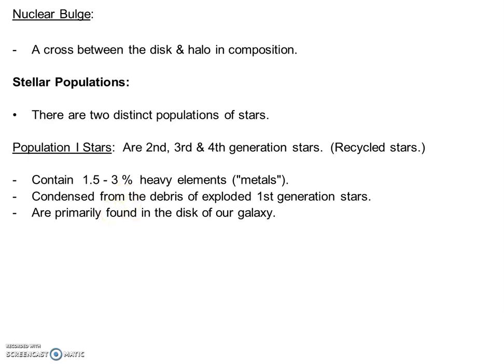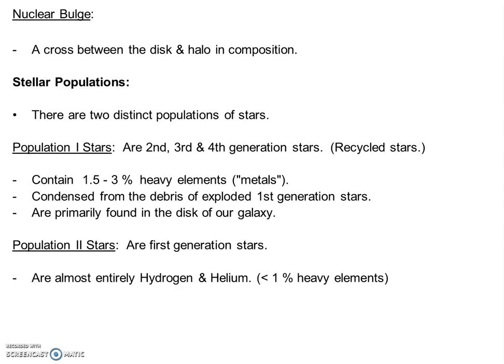Now, again, sort of numbering them backwards, Baade found population 2 stars, because those were the second stars he actually found. These are actually first generation stars. They're made almost entirely of hydrogen and helium. They have less than 1% of heavy elements, and they are found in the halo and in the globular clusters. So, two very distinct populations of stars. The first generation stars, population 2, are found in the outer regions of our galaxy, and population 1 stars, made from recycled elements, are found in the disk of our galaxy.